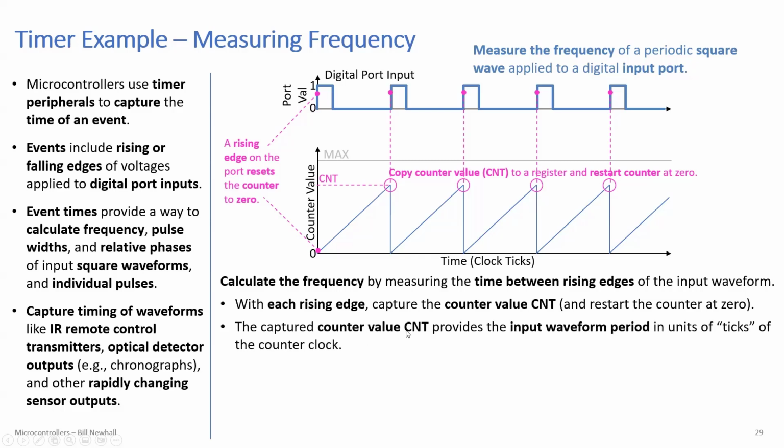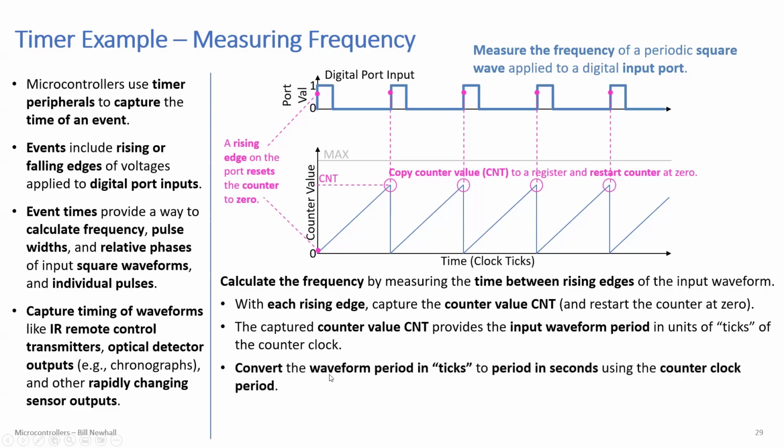And that captured counter value provides the input waveform period in units of ticks of the counter clock. And then you convert the waveform period in units of ticks to period in seconds using the counter clock period. So you set up that counter clock period. And then you can convert to the waveform period in seconds and then convert that to hertz.